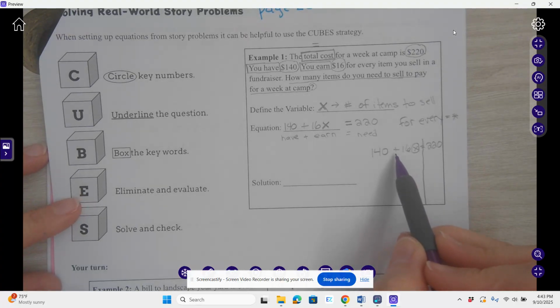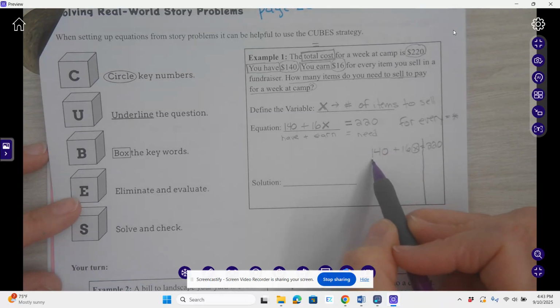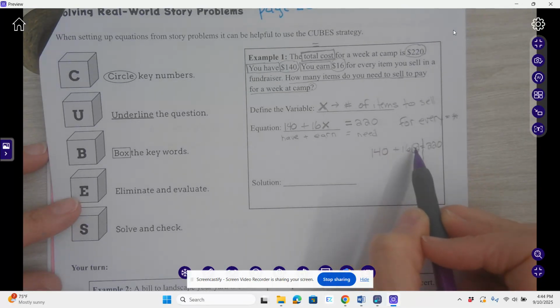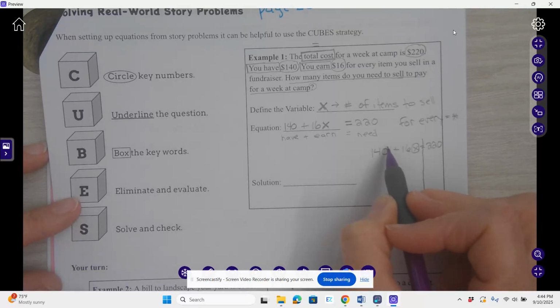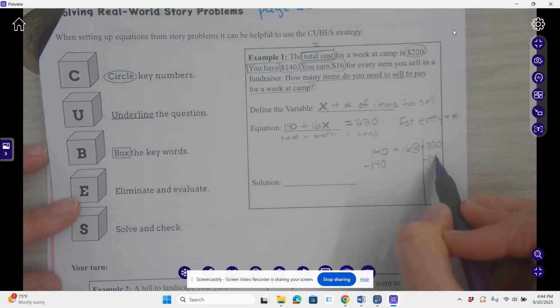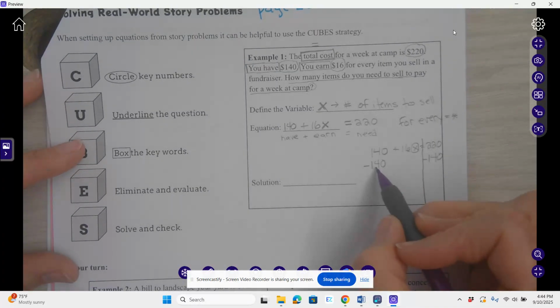So 140 plus 16x. Remember, if you have plus or minus, that's what you want to undo first. So this 140 is added to my variable, so I want to add the opposite. The opposite of 140 is negative 140. So I want to minus 140 from both sides. If you need to pause the video, we can do that if you need it paused to catch up with your note taking. So minus 140 from both sides, so that's my step.